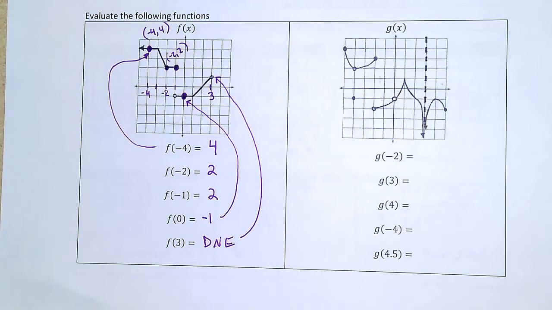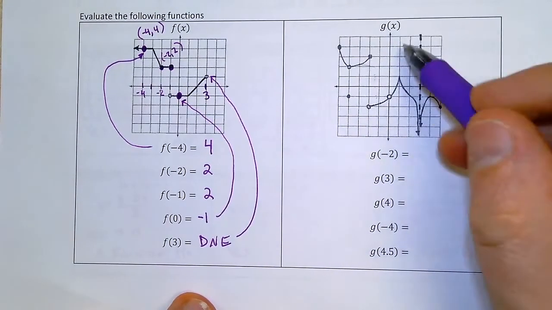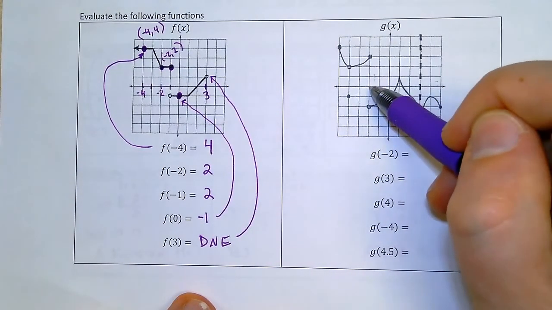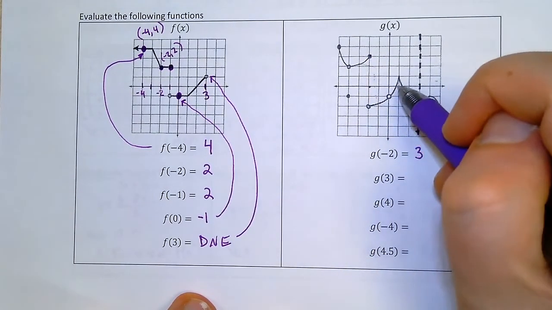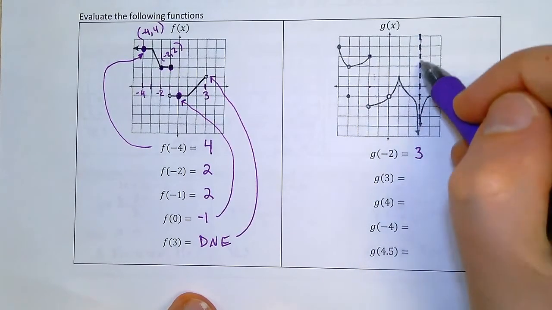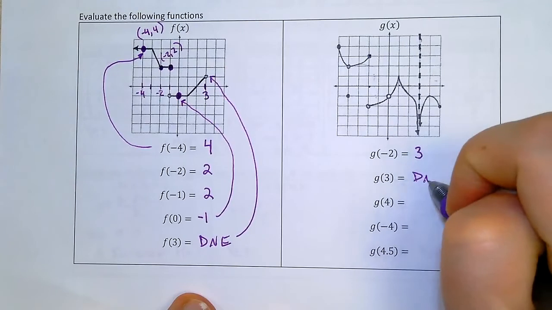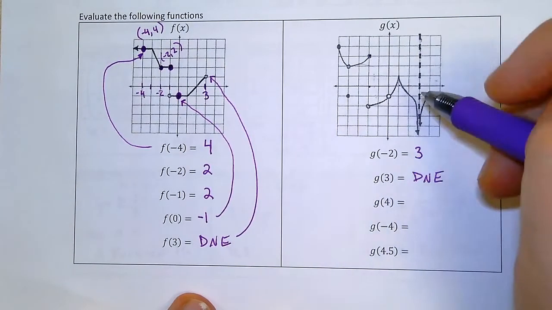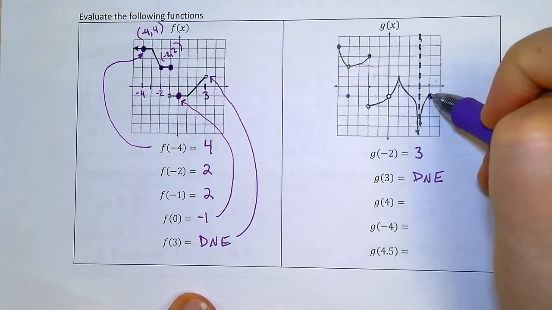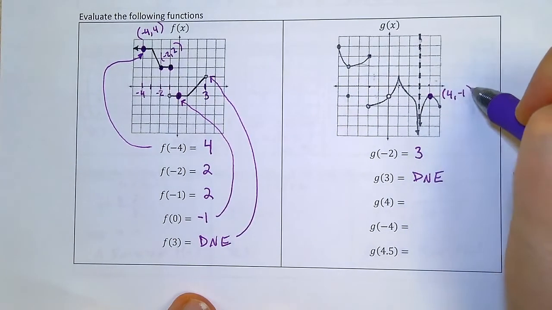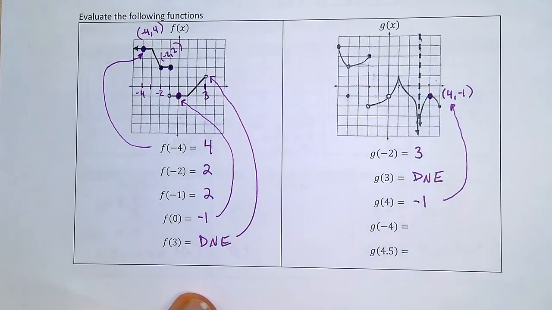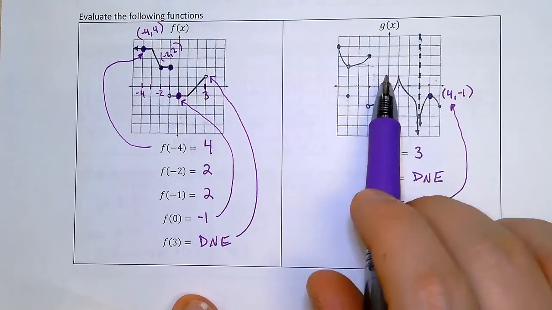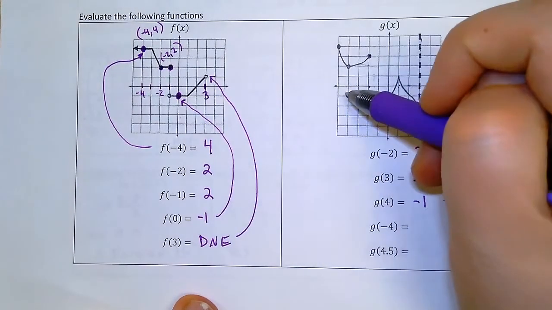Okay. A second graph, this time we're evaluating g of x. G of negative 2 is a height of 3. G of 3, 1, 2, 3. G of 3, there is a vertical asymptote there, so G of 3 does not exist. G of 4, that's where the curve is, right there at 4, comma, negative 1. So G of 4 is negative 1. G of negative 4 is negative 1.